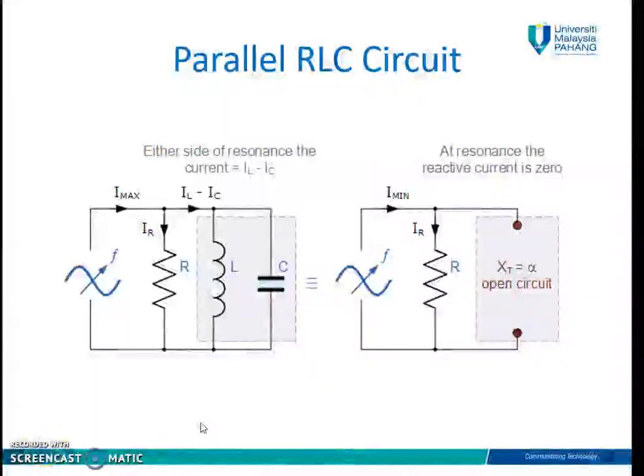At resonance, the parallel LC tank circuit acts like an open circuit, with the current in the circuit being determined by the resistor only. So the total impedance of the resonance circuit becomes just the value of the resistance in the circuit, which is Z equal to R.